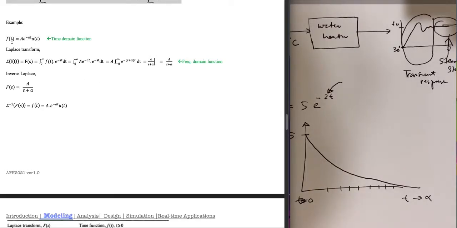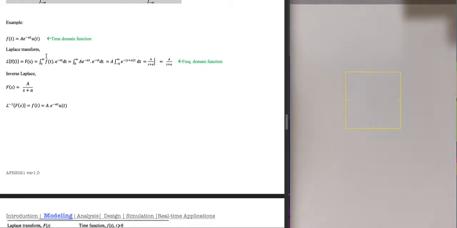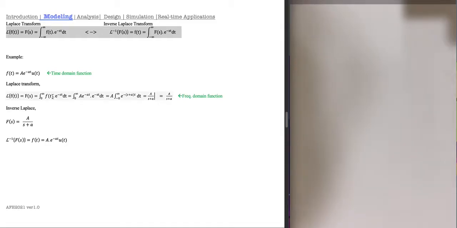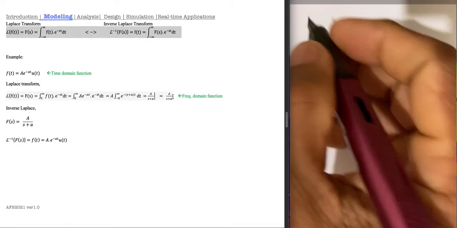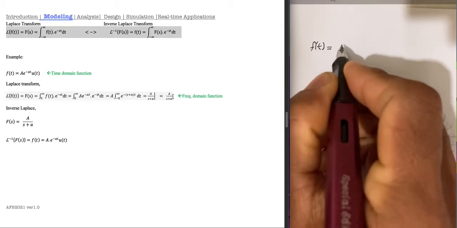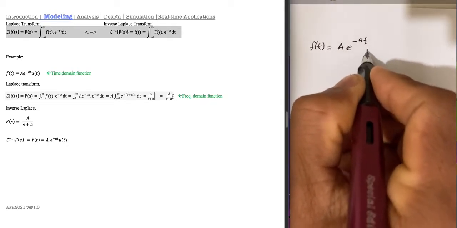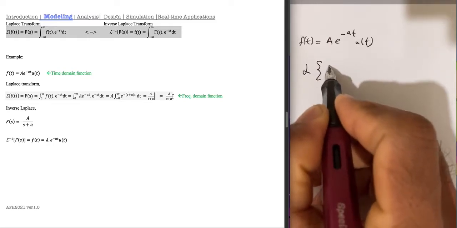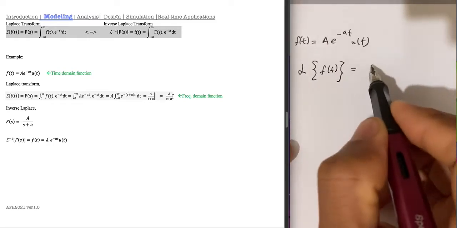for example, we have the function f(t) in the time domain, e to the minus at u(t). If we transform this, we use this Laplace transform of f(t). We put in f(t), which is A e to the minus at. We substitute that value inside there, and then we get this. Okay, so from f(t) equals A e to the minus at u(t), if we Laplace this, f(t) becomes F(s).